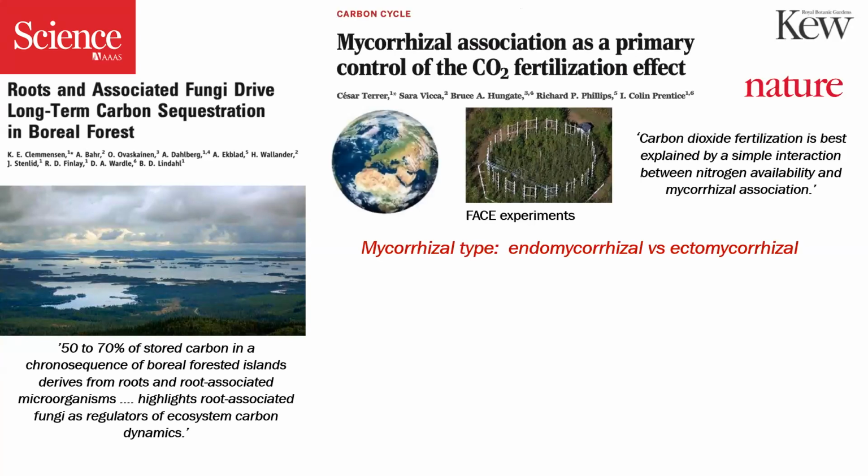Also, in a meta-analysis of experiments, they found that plants that form different types of mycorrhizas, in this particular case ectomycorrhizas or arbuscular mycorrhizas, respond differently to an increase in carbon dioxide, depending on the nitrogen availability in soil. So they found that plants that form ectomycorrhizas could keep growing when carbon dioxide increased, despite nitrogen limitation in soil, while arbuscular mycorrhizal plants stop growing.